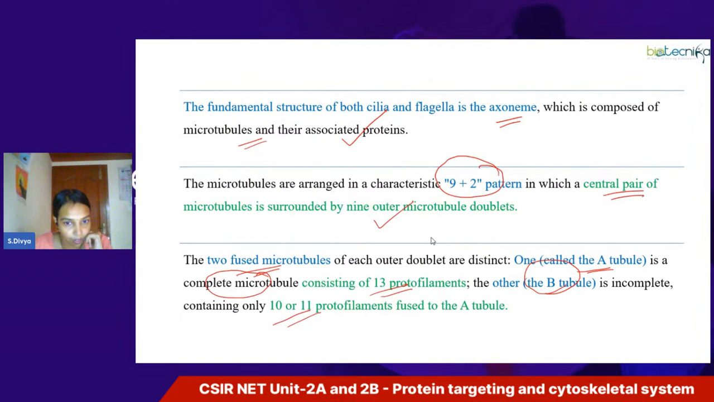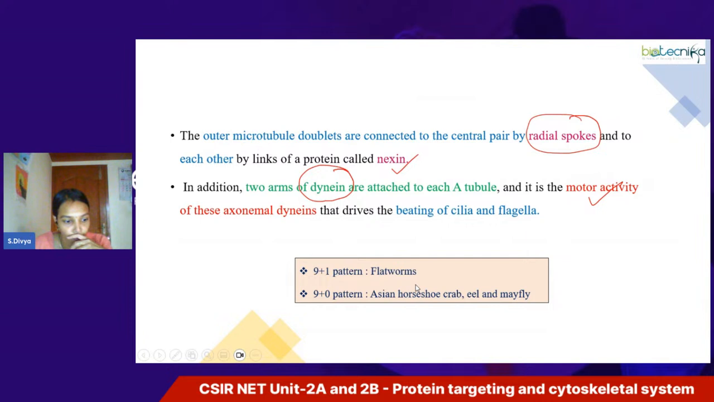And yes, someone has mentioned that the pattern will vary. In the case of flatworms, you will see a 9+1 arrangement. And in the case of Asian horseshoe crab, eel and mayfly, you will find a 9+0 pattern. That means they will not have a central microtubule. They will have only the 9 outer doublets. Okay, clear now to everyone?